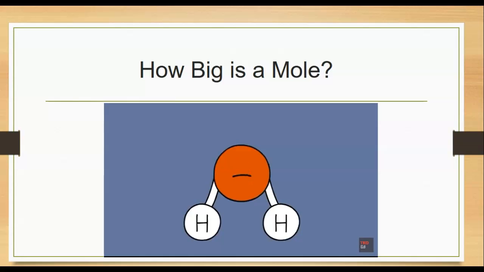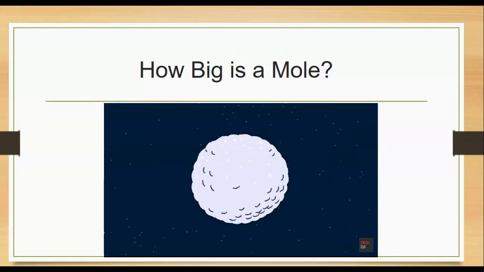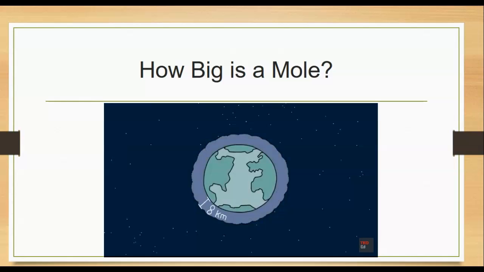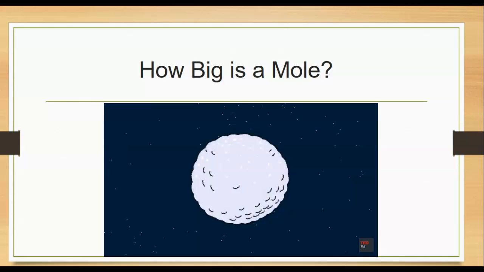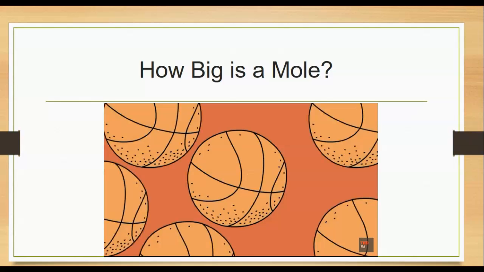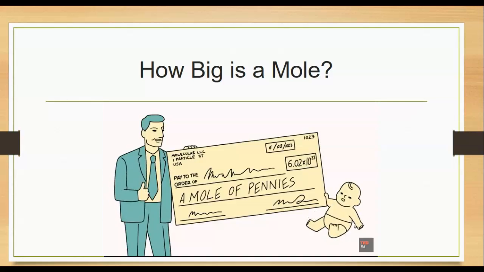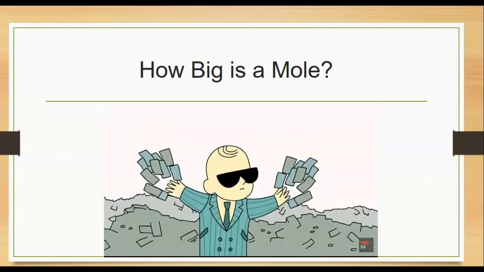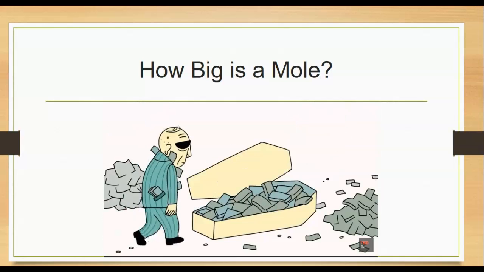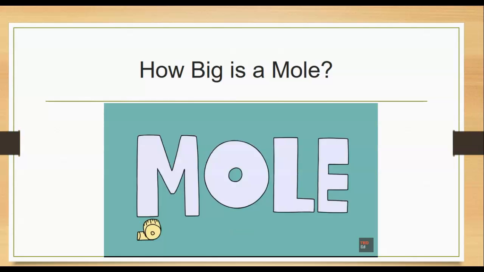Maybe this will help. Exchange the water particles for donuts. If you had a mole of donuts, they would cover the entire Earth to a depth of 8 kilometers, which is about 5 miles. You'd really need a lot of coffee for that. If you had a mole of basketballs, you could create a new planet the size of the Earth. If you received a mole of pennies on the day you were born and spent $1 million a second until the day you died at the age of 100, you would still have more than 99.99% of your money in the bank. Okay, now we sort of have an idea how large the mole is.